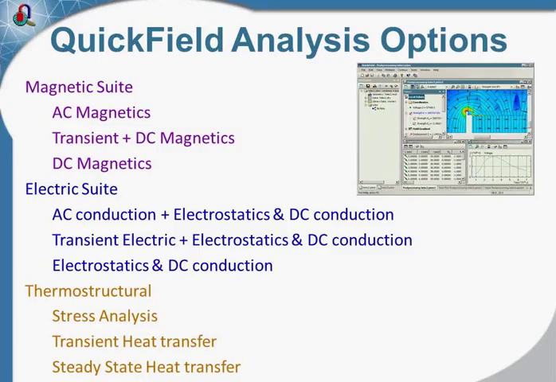This slide lists analysis types available with QuickField today. As you see, they include electrostatic, AC and DC conduction, DC, AC and transient magnetic, heat transfer, stress, and actually all these types of analysis may be required for transmission line simulation.